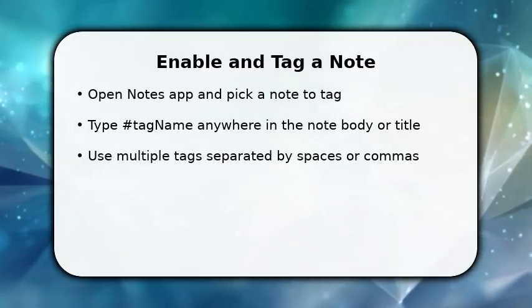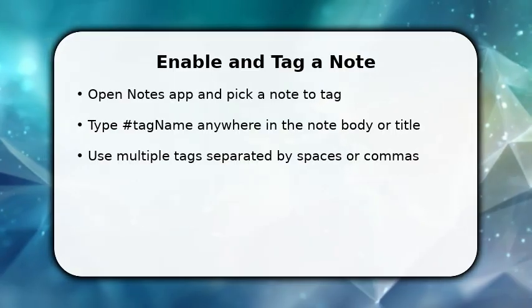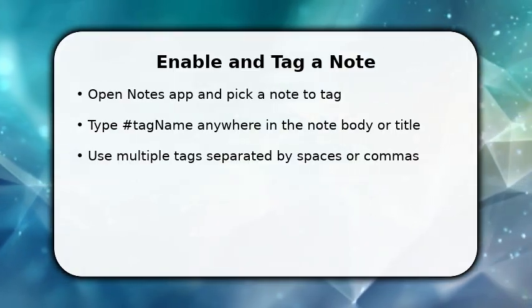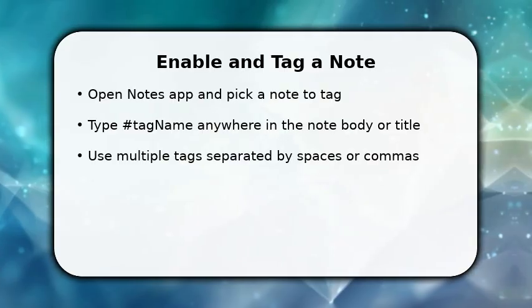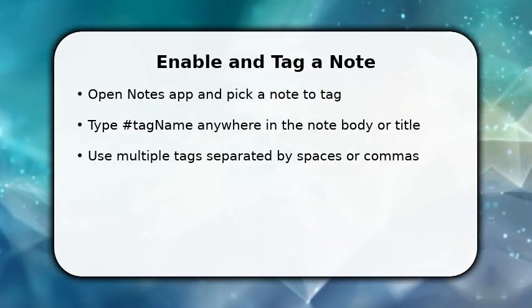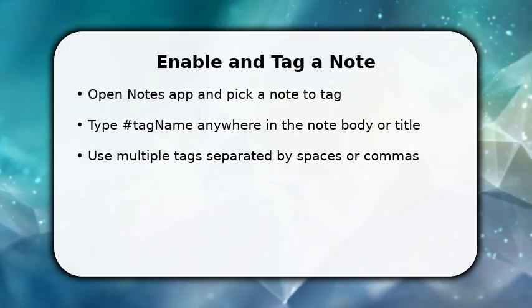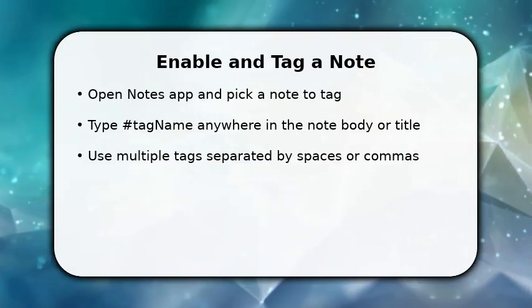You start inside Notes with a specific note open. You don't need settings first. Type a hash symbol and the tag text, hash project or hash recipes, directly in the body or title. Once done, press return or tap elsewhere so Notes recognizes it as a tag.